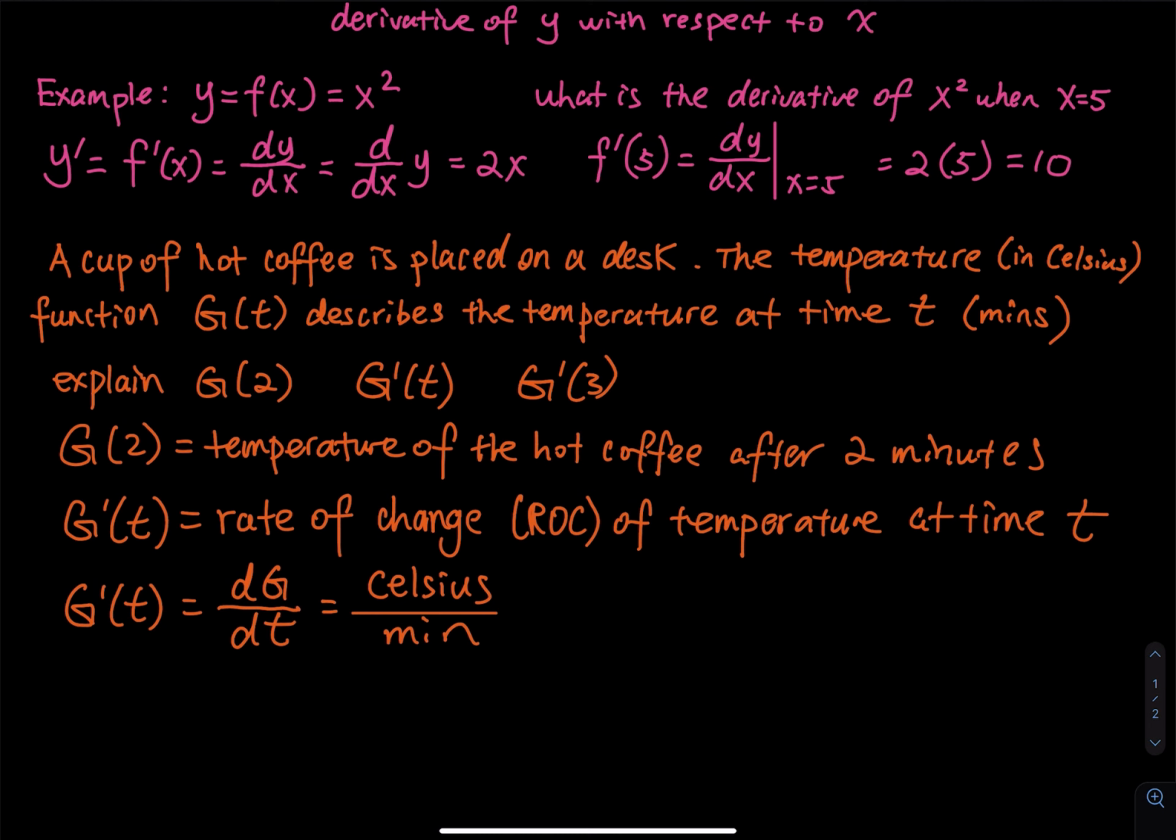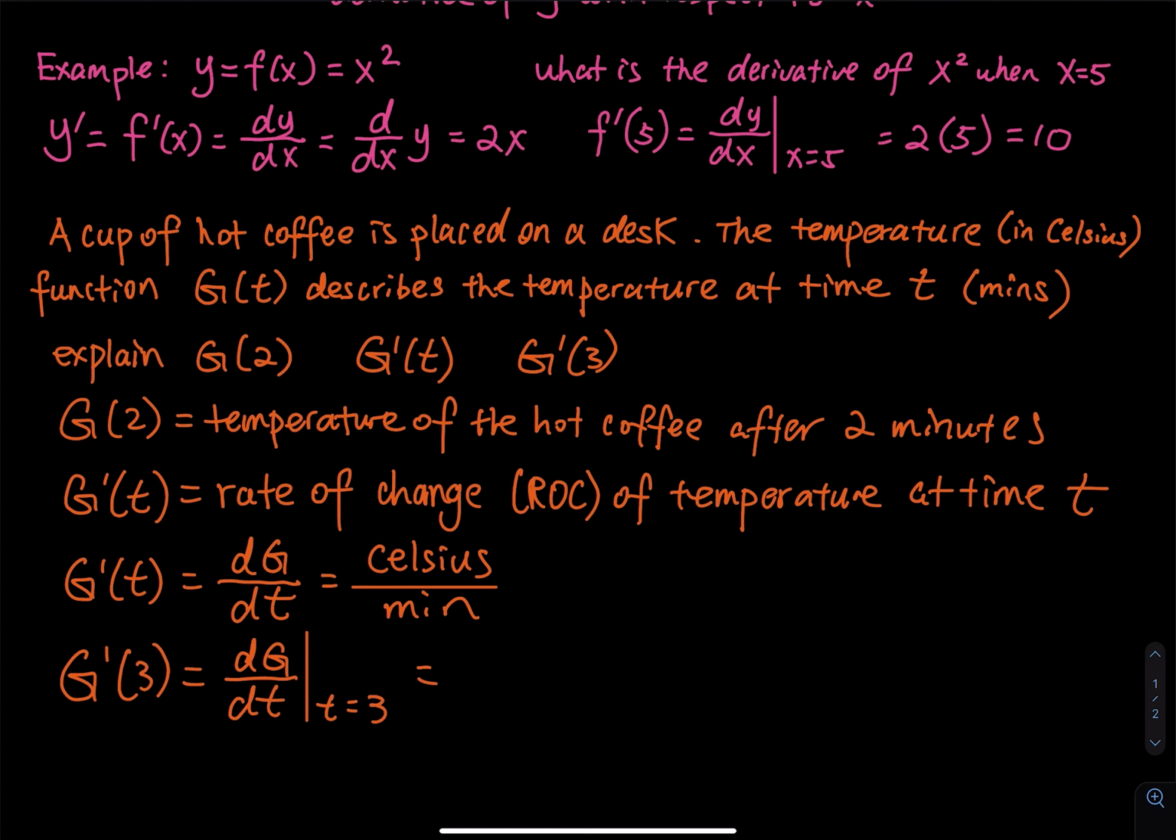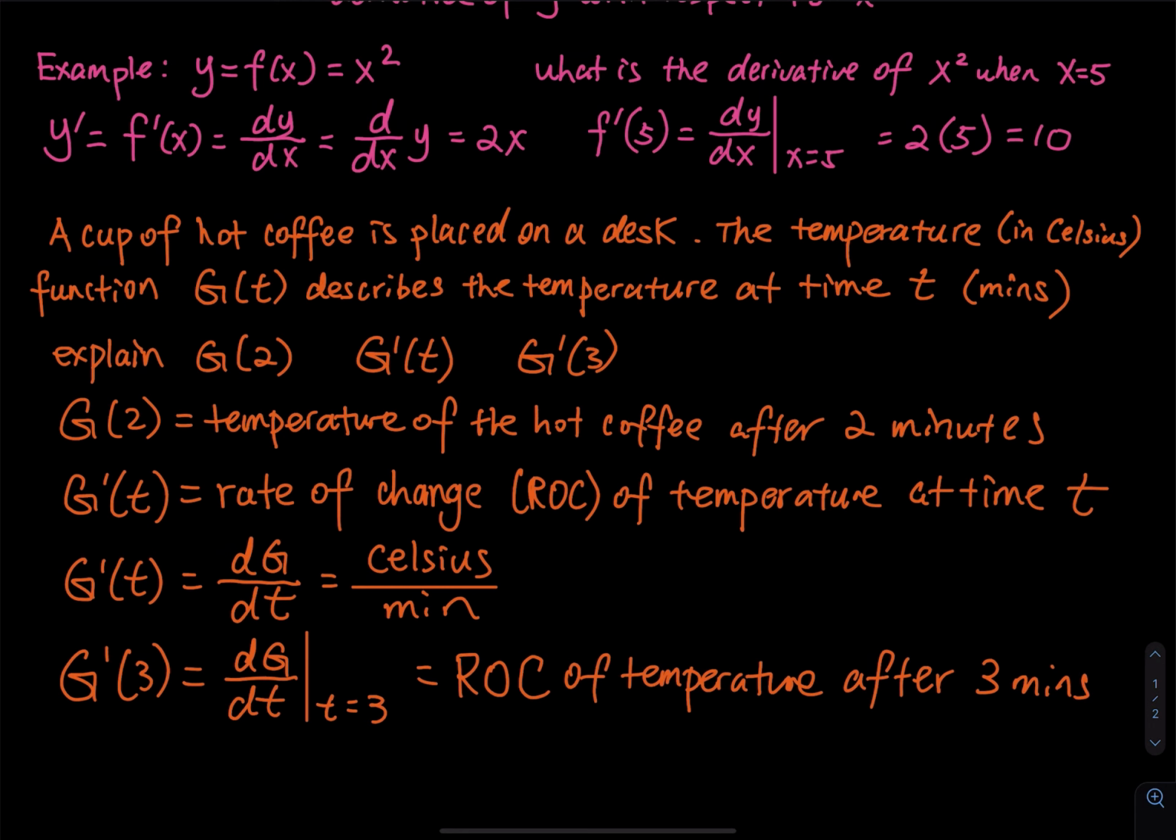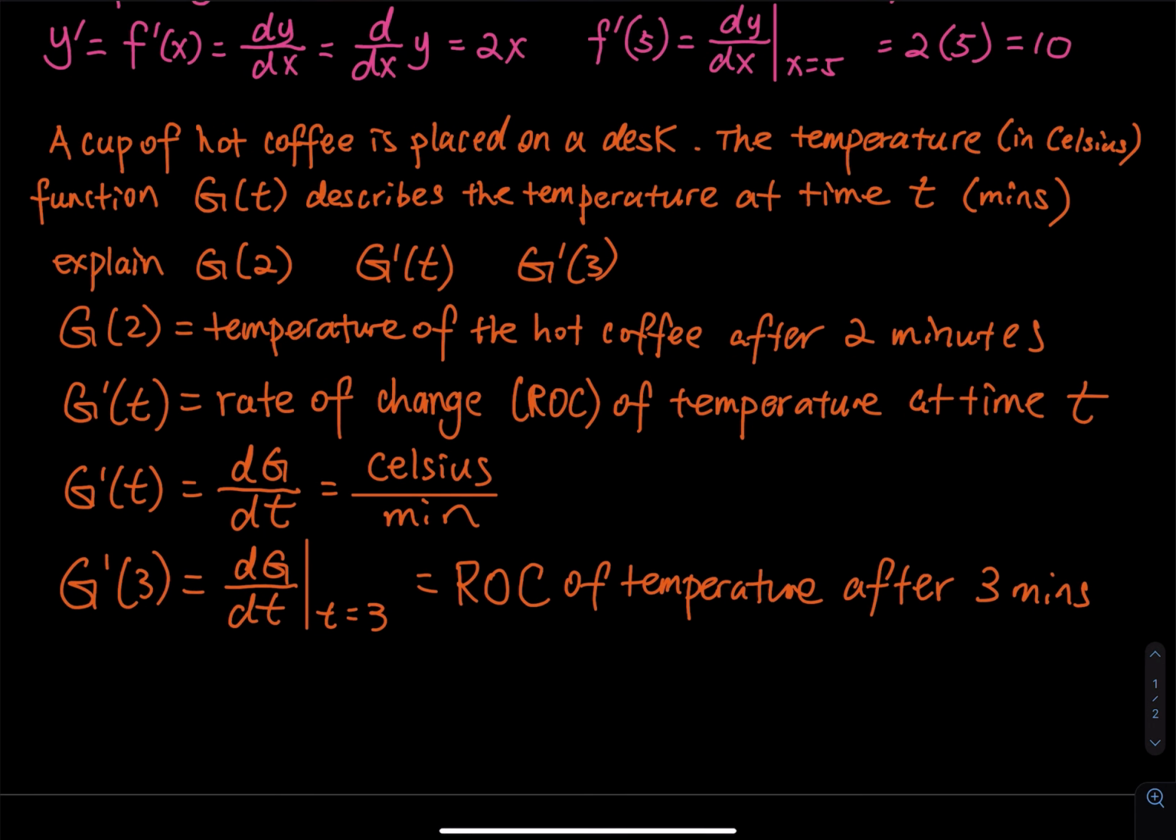Next, we have g prime of 3. So what does that mean? Another way to write this is you take the derivative of g with respect to t, such that time is equal to 3 minutes. So this is the rate of change. So this time let's use ROC. So rate of change of the temperature after 3 minutes.